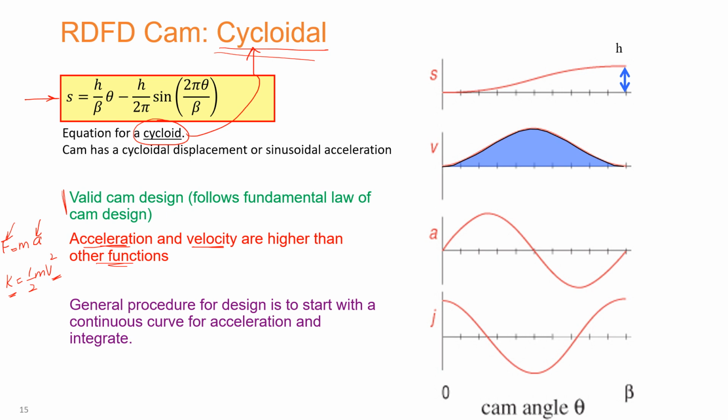So as compared to other functions and other models of CAM design, the acceleration and velocity values are observed to be a bit higher. So that's why we raise a bit of concern over here, although the fundamental law of CAM design is completely followed over here.